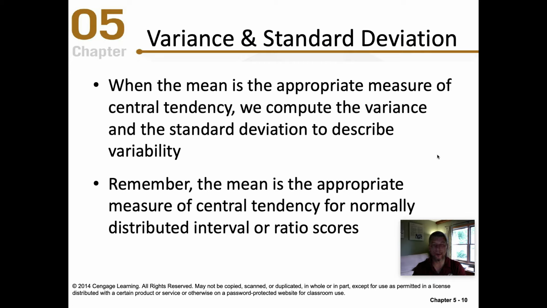Okay? Remember that the mean is the appropriate measure of central tendency for normally distributed interval or ratio scores. Okay? So if you've got an interval or a ratio score, the average, the mean, is the best way to calculate the value of central tendency. And if you're going to use a mean, then in order to describe that data set further, it would be appropriate to use the variance and the standard deviation in order to describe the distribution of data around that mean. Okay.